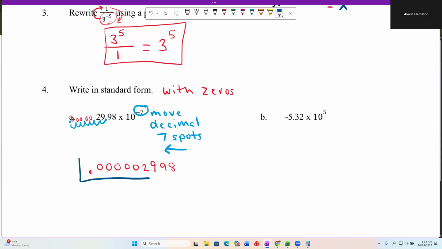This is my answer. Standard form means that we have all of the zeros. Okay, you could have also just done this multiplication in a calculator and then written the answer. All right, let's look at 4B.